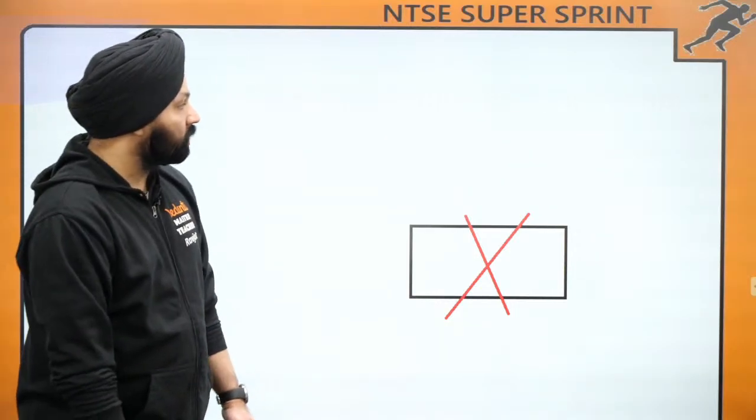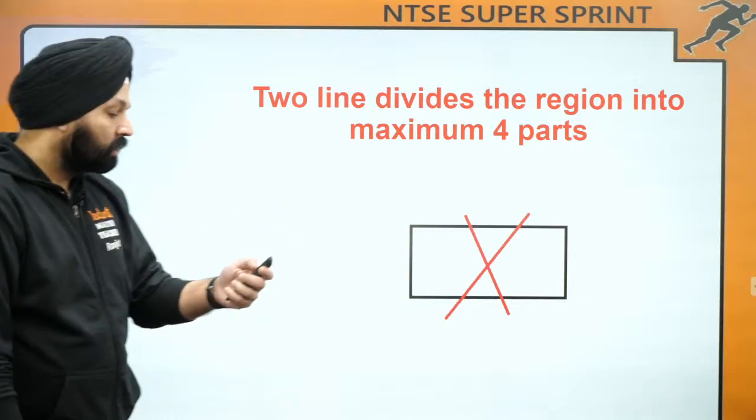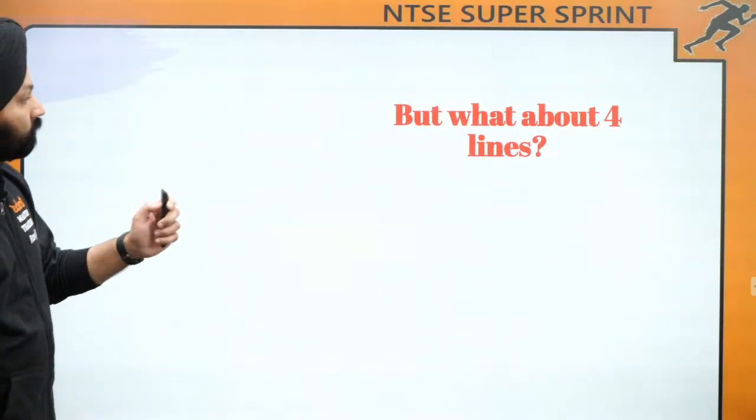Now you can see I have drawn 2 lines. 2 lines divide the region into maximum 4 parts. 1, 2, 3, 4. Right? But the question is, what about 4 lines?